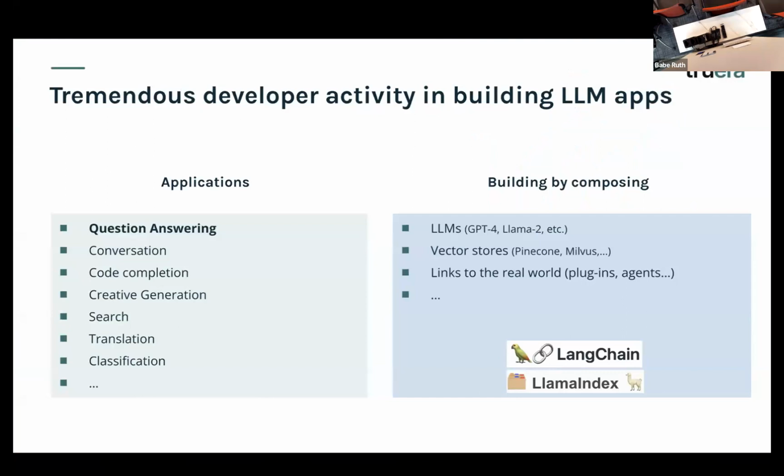So there's been a tremendous wave in developers building LLM apps. We're building apps like question and answering chatbots, code generation copilots, and enterprise search. And we build these by composing models like GPT-4 and Llama 2, vector stores like Pinecone and Milvus, and links to the real world when we want to really step it up, like plugins and agents. And we put this all together using frameworks like LangChain and Llama Index.